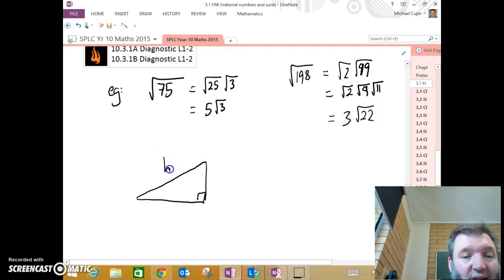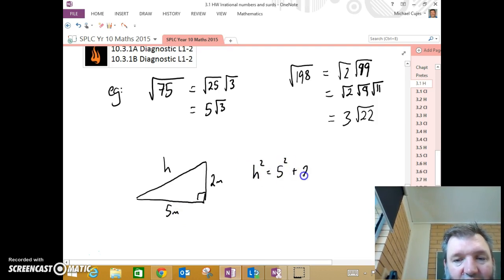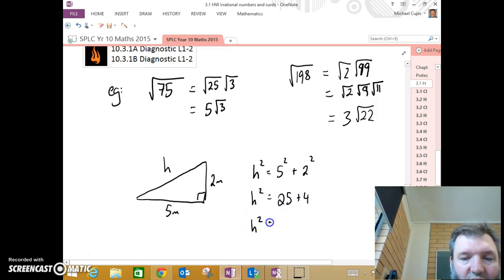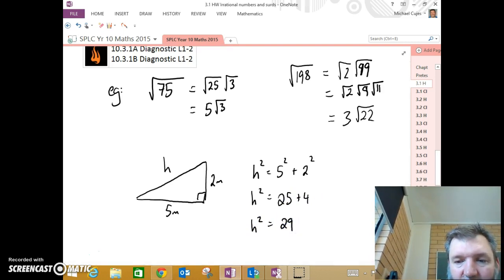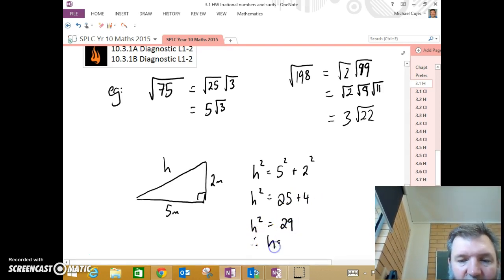Let's say I want to find the length of the hypotenuse when I've got this side is 2 meters and this side is 5 meters. Well, using Pythagoras' theorem, the square on the hypotenuse is equal to the sum of the squares on the other two sides. So I can do that. H squared equals 25 plus 4. H squared equals 29. Therefore, H equals root 29. Why am I not doing plus or minus? Well, I know in this case it's a distance. It's got to be positive. So I don't need to worry about negative root 29 being the distance.